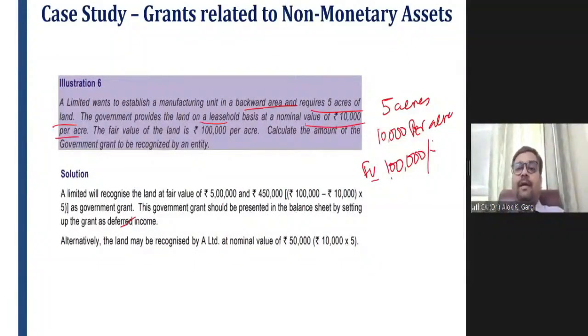1 lakh rupees per acre. Calculate the amount of the government grant to be recognized by the entity. So guys, it is a non-monetary grant. The value is 1 lakh rupees per acre and the government is charging the nominal value at 10,000 rupees. So how can we recognize this grant?